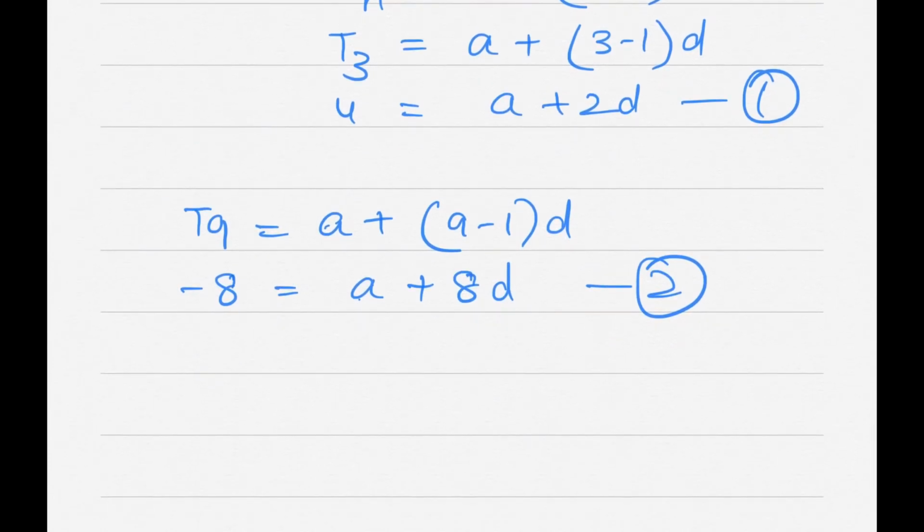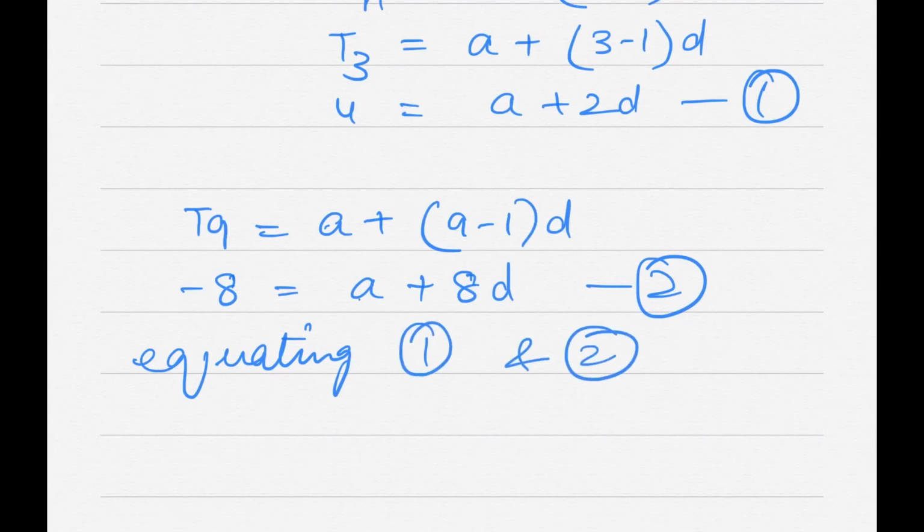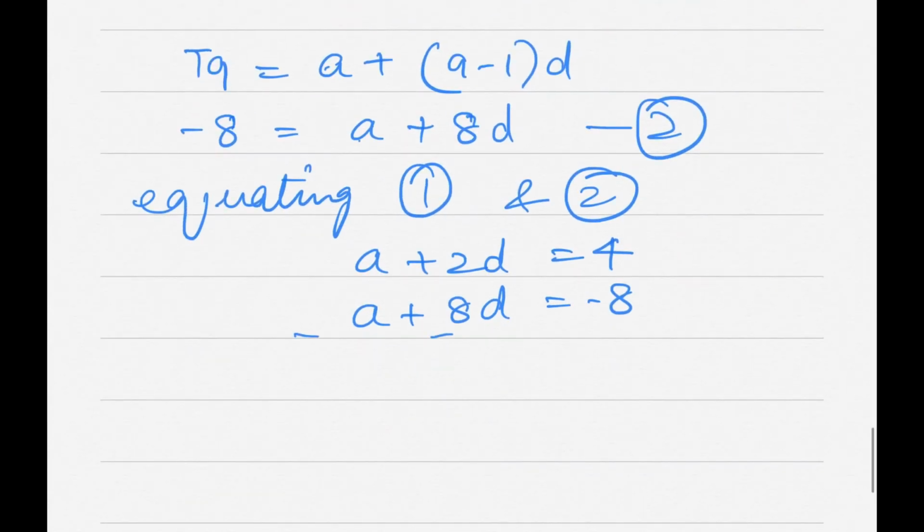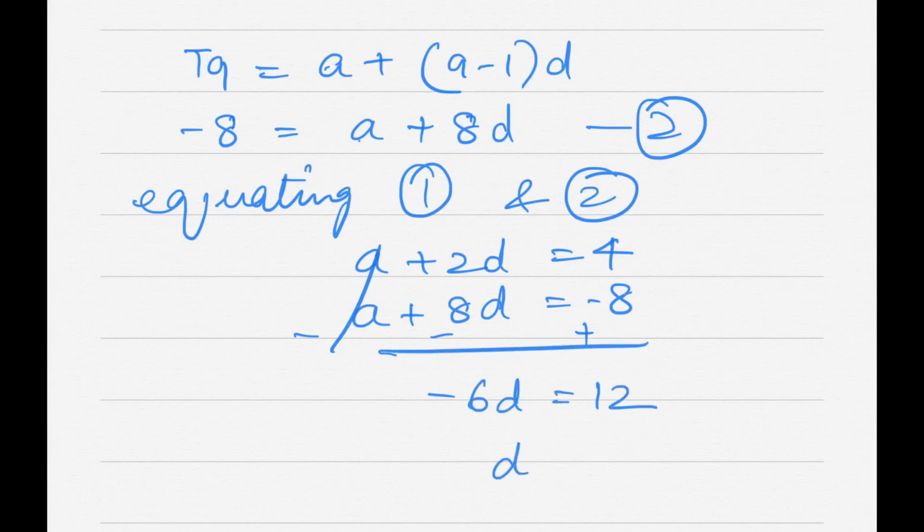Now equating 1 and 2. So now I can say a plus 2d is equal to 4 and a plus 8d is equal to minus 8. Now minus minus plus, this becomes plus, so they can cancel. Minus 6d is equal to 12. So d is equal to 12 by minus 6. So this gives me minus 2. So my d is negative 2.